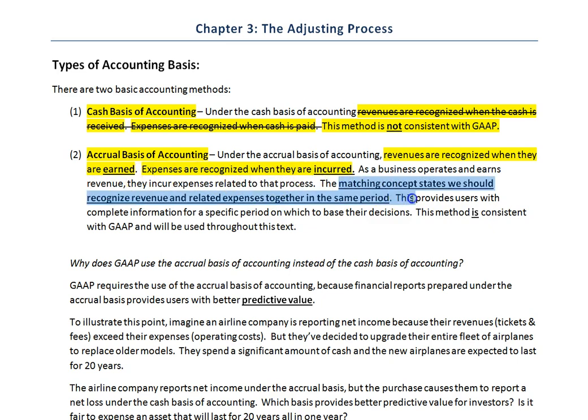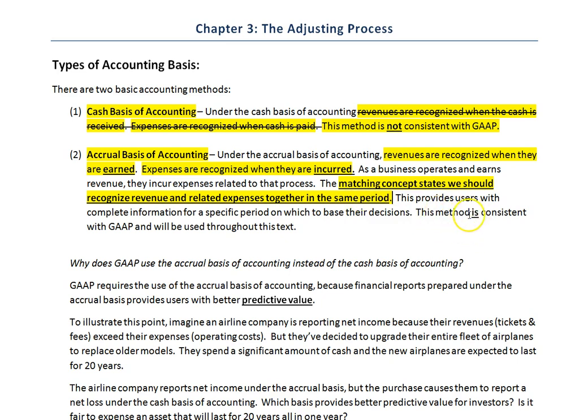But there's another concept out here called the matching concept. It just says that we should match together revenues and expenses in the same period. This gives you like a fair scorecard. We can look at their performance for January, February, or for a quarter, or for a year. And we can see how they performed if we put the revenues and expenses in the right period. It gives us basically a fair scorecard of their net income or their net loss for that period.